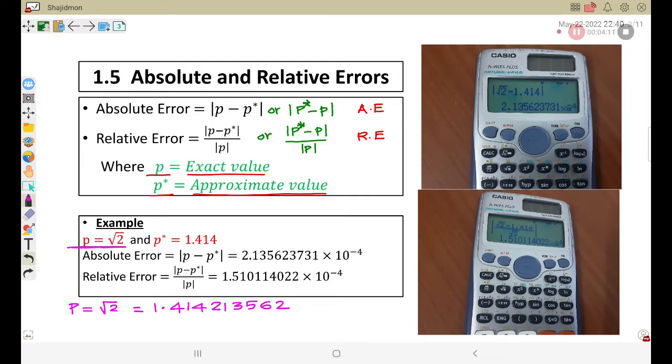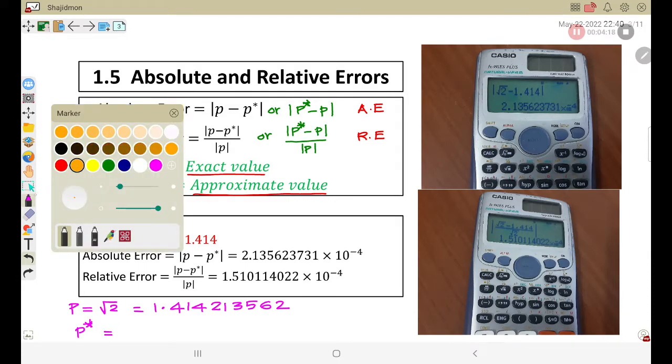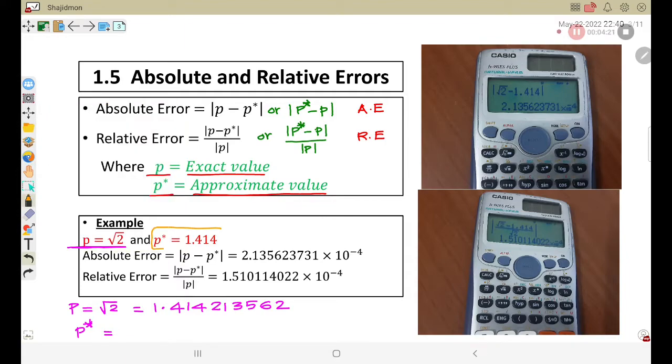Now we take an approximate number, P star, which is already written in the question. What is P star? 1.414. That means from this we have taken only a 4-digit rounded number, because if a number has more digits, we do rounding and chopping to approximate that number. So 1.414, I took only a 4-digit rounded number.